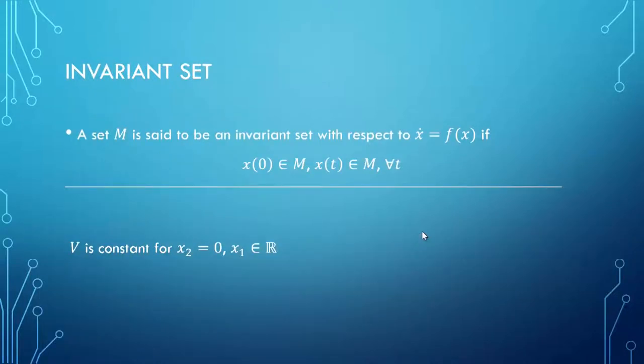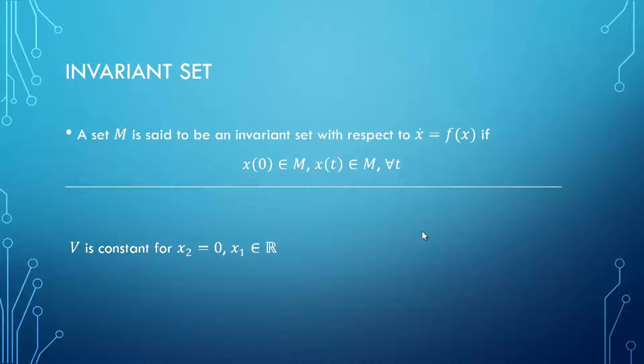To figure out what x1 is, here we introduce an invariant set. So what is an invariant set? A set M is said to be an invariant set with respect to some dynamics, x dot equals f(x), if initially x is in M, then for all time x will stay in M. Then M is called an invariant set of this dynamics. 能懂吗?